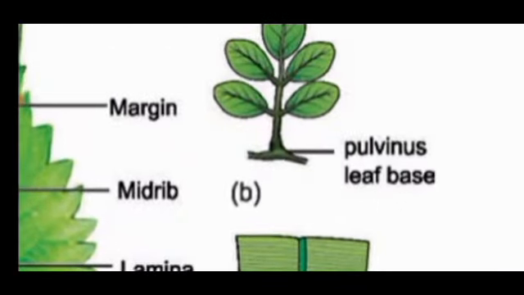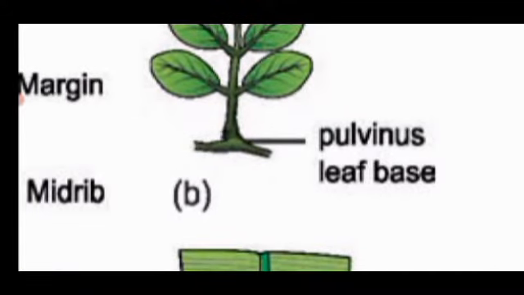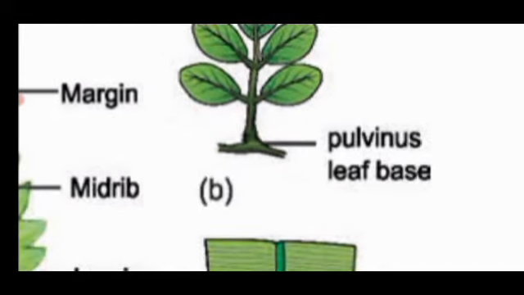That is the pulvinous leaf base. It is seen in leguminous pulses. The leaf base becomes broad, thick and swollen, which is known as a pulvinous leaf base. Such types of leaves are seen in Clitoria, Lab-lab, Casuarina.